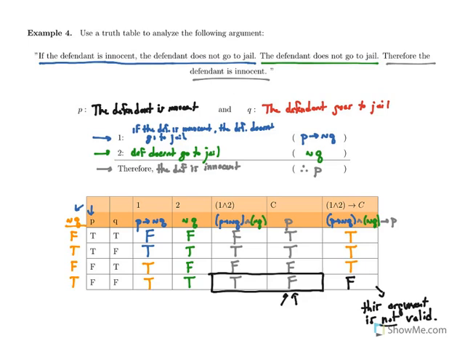And that's all fine and good. We know mathematically this is not valid, but let's talk about why it is just in the English language, without going through all those details. We said if the defendant is innocent, the defendant does not go to jail. We said the defendant does not go to jail, therefore the defendant is innocent. And really what this is saying is we have a conditional statement, if the defendant is innocent, the defendant does not go to jail. And then we talk about the converse of that statement.